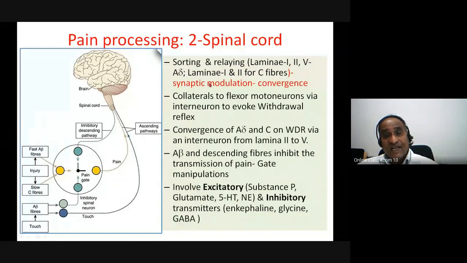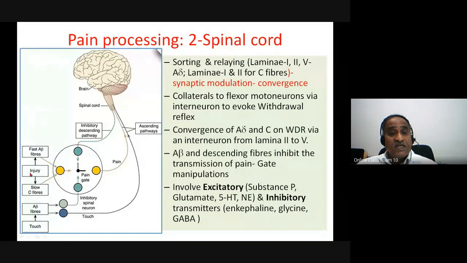So that means there is a delay, some amount of dropping in or some other inhibitory things coming up, so that the synaptic modulation may take place. At the same time, there is a convergence of these A delta and the C fibers. So look here, this is the converging neuron, coming from the A delta fibers. These A delta and C fibers will project onto this neuron. These C fibers and A delta fibers will be projecting onto the pain fibers, and that will ascend up.